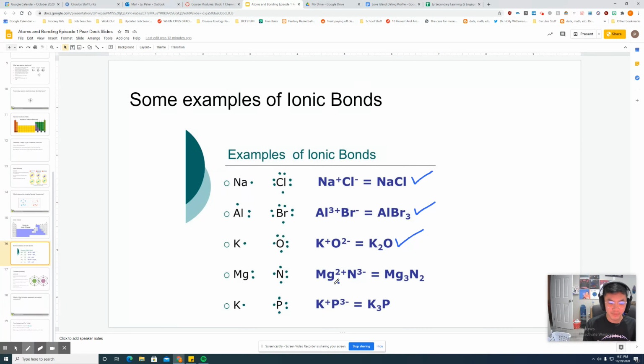Okay, so let's do magnesium and nitrogen. This one's here because I noticed when you guys were working on this independently, you were kind of unsure what to do. What if it was a charge of like two and three? What's going to happen? Well, it's actually simpler than it looks. A new tip when you're writing ionic bonds is that the positive ion you write first in the formula.